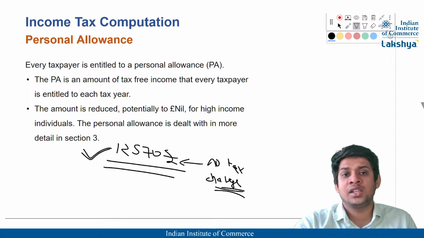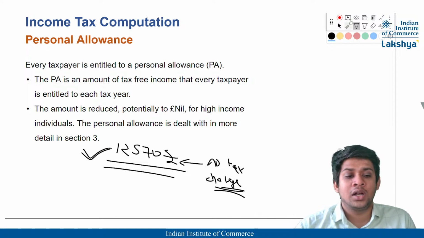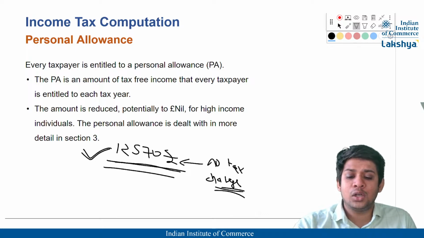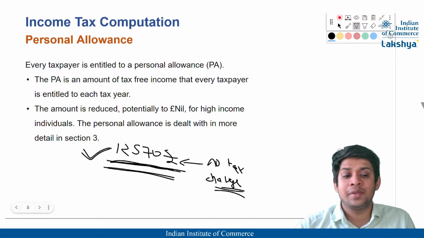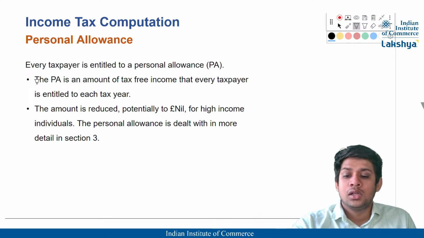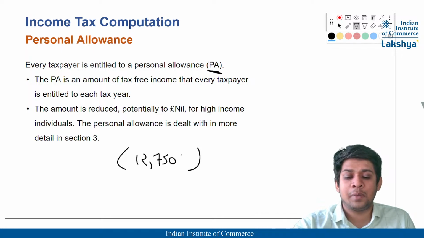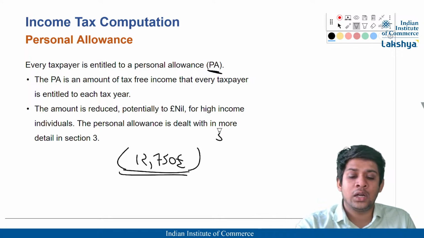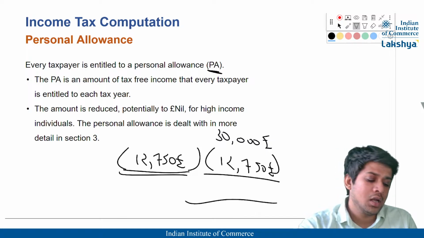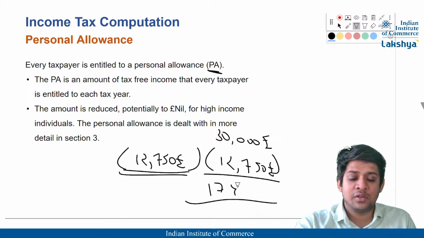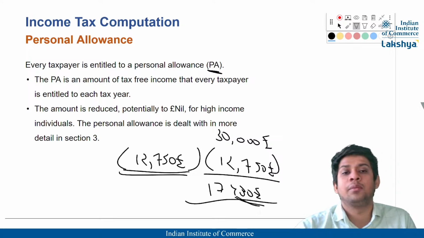So obviously the tax authorities don't want to collect money from them because they are from the low income group. They are earning so low, correct? So up to 12,570 pounds, your income is exempt. Okay. That is known as personal allowance. So you will get a personal allowance of 12,570 pounds. So if my total income is 30,000 pounds for the year, on 12,570 pounds no income tax charge will be there. And on the remainder, 30,000 minus 12,570, that is 17,430 pounds, I will be charged income tax.